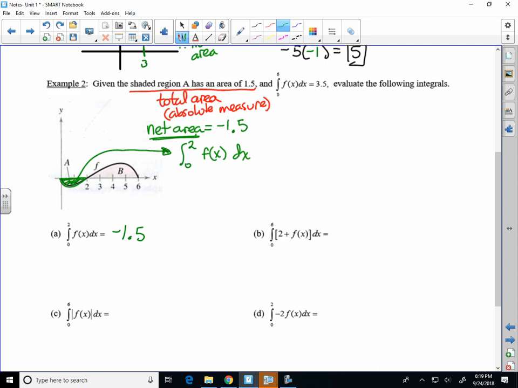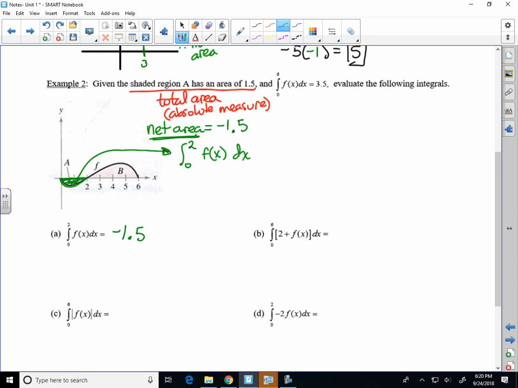Total area always has to be positive. So if you have a component of a graph that's above the x-axis, that's going to be positive anyway, then your net area and your total area for that part would be the same. It doesn't matter. It's when it's below the x-axis, to make a net into a total, you just drop the negative sign.